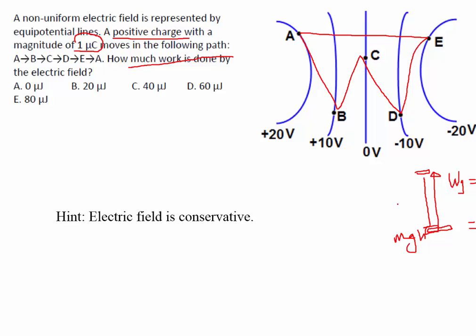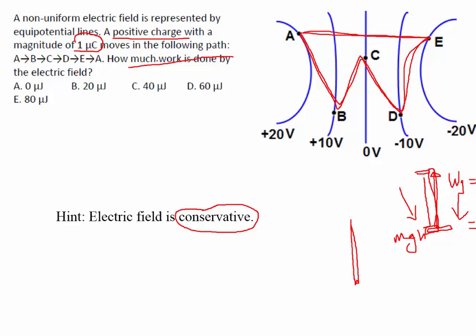Now, what do we call such a field? This is the gravitational field. Such a field is called a conservative field. And what is the characteristic of a conservative field? In a conservative field, the work done to move an object in a closed path is 0. So in a gravitational field, the work done to move an object of mass m in a closed path is 0. In the same way, an electric field is a conservative field. Therefore, the work done by a positive charge moving in a closed path is 0. So the work done to move 1 microcoulomb from A to B to C to D to E and back to A is 0. That concept is very important.